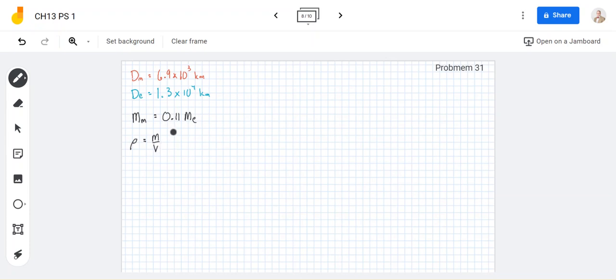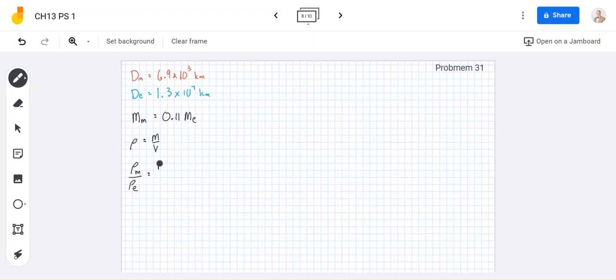Now, we can calculate this, right? I could say, oh, what is the mass of the Earth? Calculate the mass of the Earth, calculate the mass of Mars, and do this whole thing. That is a fine way to do this. But I think what they want is the ratio of the mean density of Mars to that of Earth. So what we're going to have to calculate here is the rho of Mars divided by the rho for Earth.